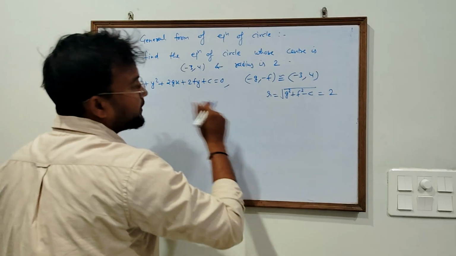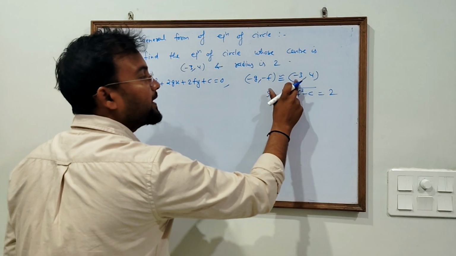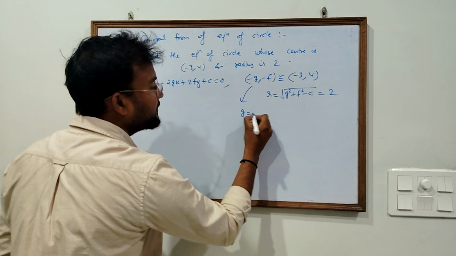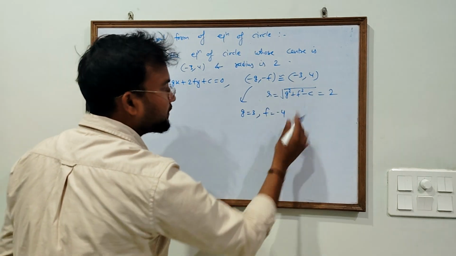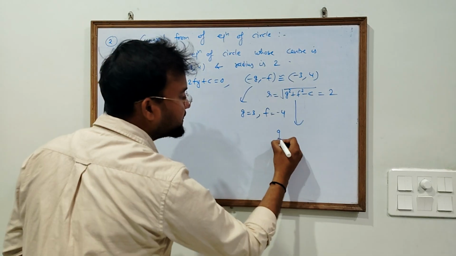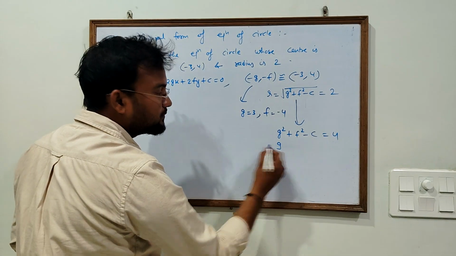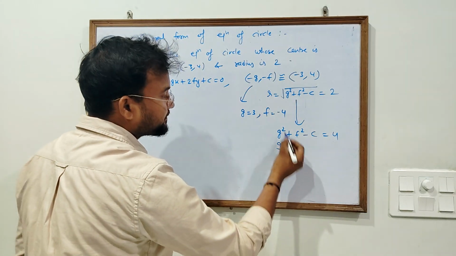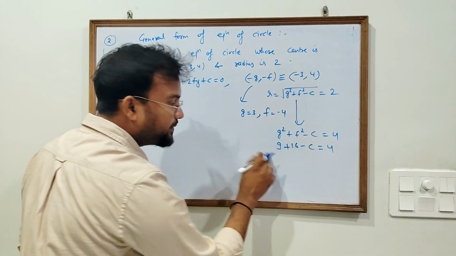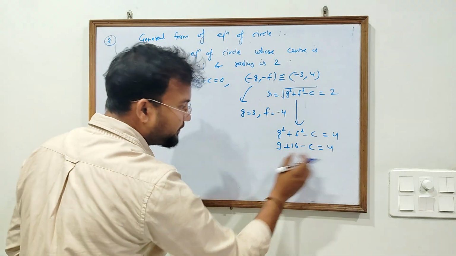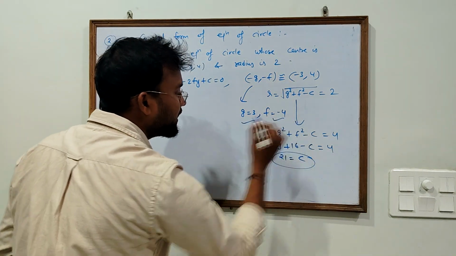Okay, so bachcho, minus g is minus 3, so from here can I say g is 3 and f is minus 4, and if you plug in here, if you square both sides, you get g square plus f square minus c is equal to 4. Bachcho, g square is 9, f square is 16, minus c is equal to 4. 16 plus 9 is 25. 25 minus 4 is 21. So c you get 21, g is 3, f is minus 4.